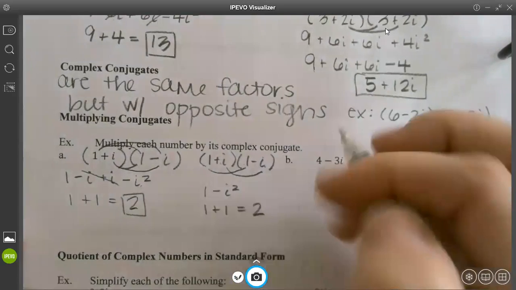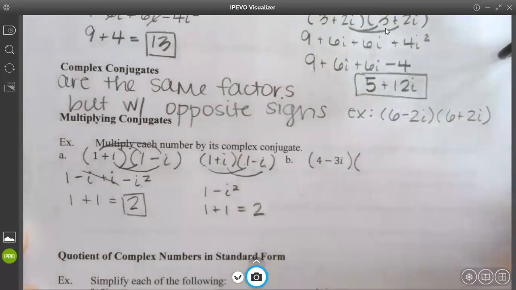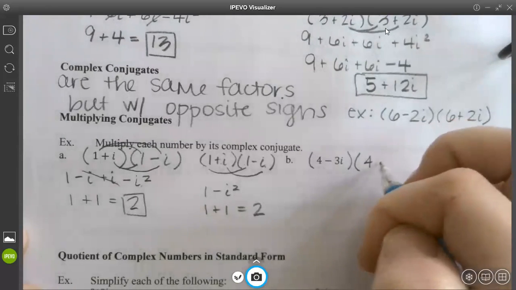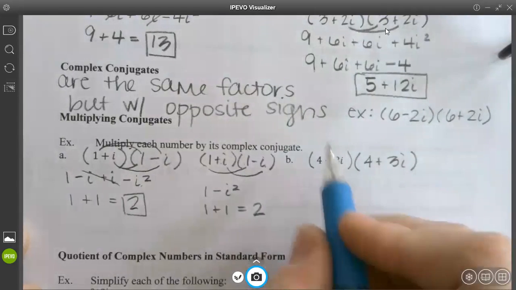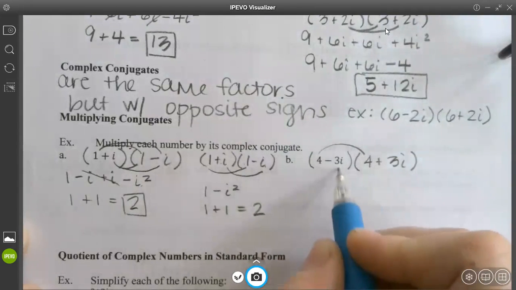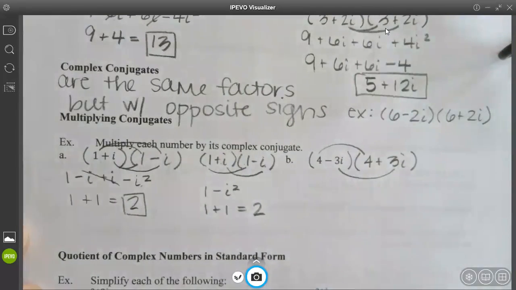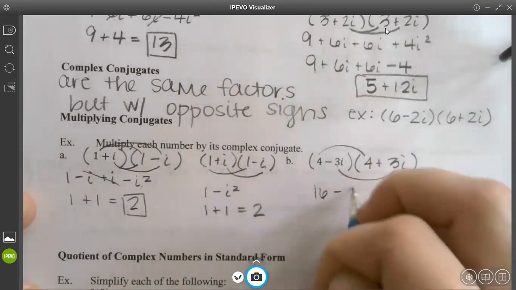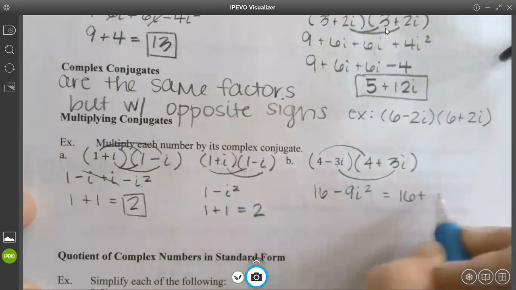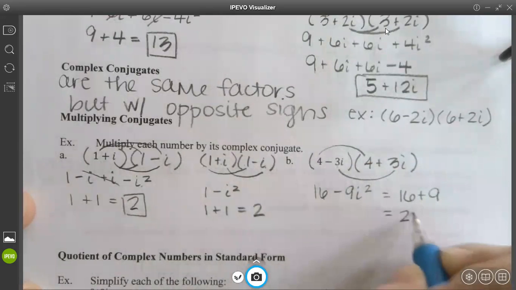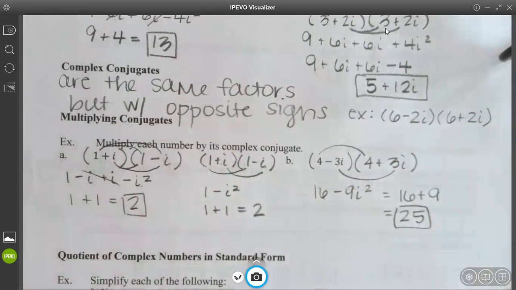So look at your next one. We're going to cheat on this one. What's your conjugate? 4 plus 3i. I'm lazy, so I'm just going to multiply the first, and I'm going to multiply the last. So what are your first? Your last, negative 3i times 3i. i squared does what? And 16 plus 9 is? That's it. No point in even multiplying the middles because they're going to cancel out.